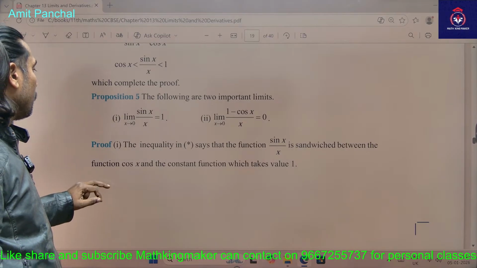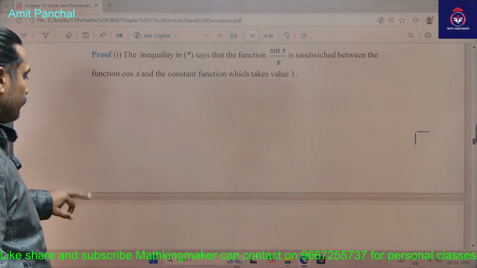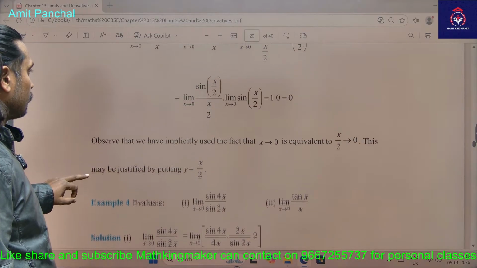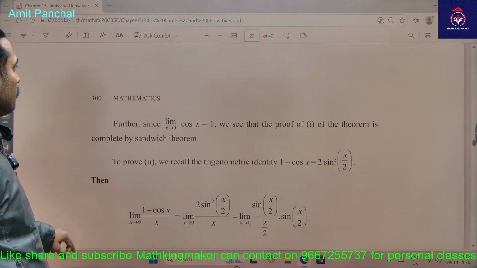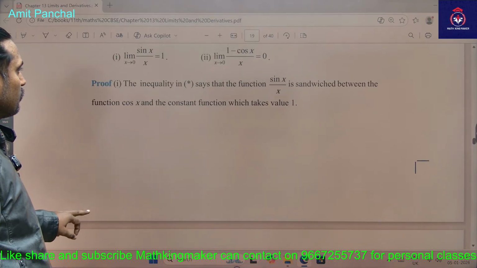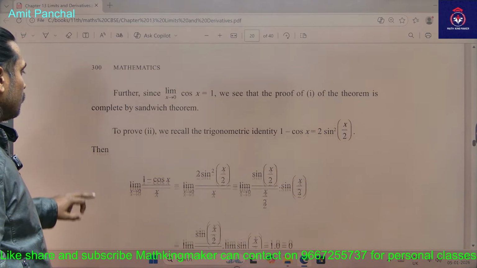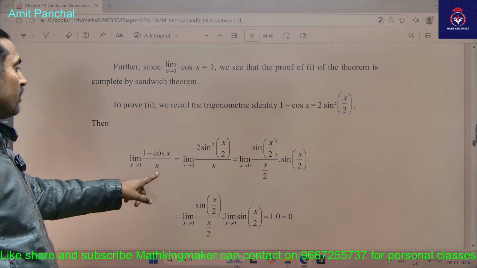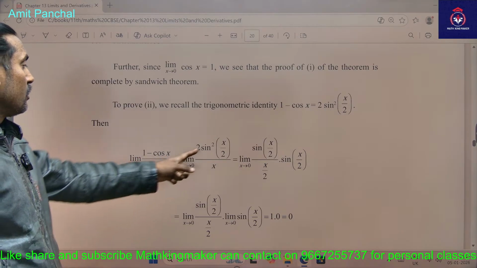Have you written it down? Yes, sir. Please write. And the second one is 1 minus cos x by x.